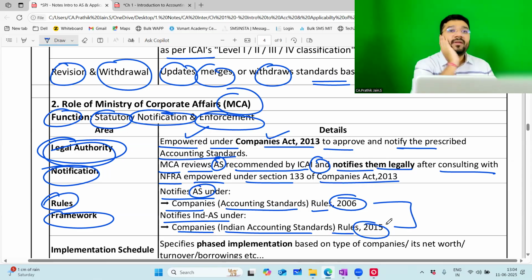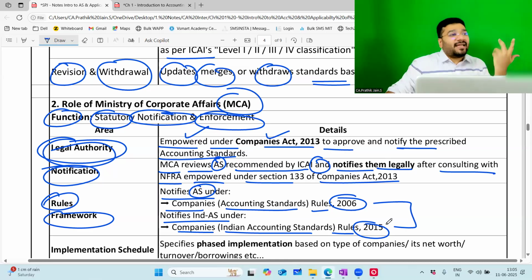Sir, one more time. Accounting Standards Board, son of International Accounting Standards Board, is instrumental in formulating accounting standards and Indian Accounting Standards, shortly and sweetly called Ind AS. Whatever these people formulate, they have to recommend this to ICAI. ICAI in return will recommend this to MCA. MCA, in consultation with NFRA, will notify this.